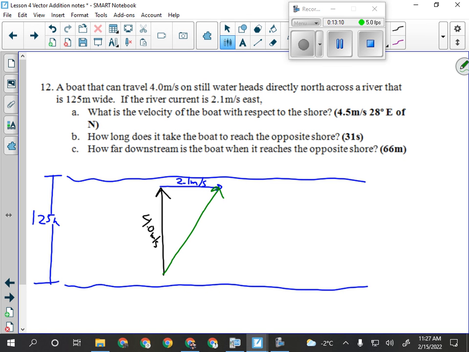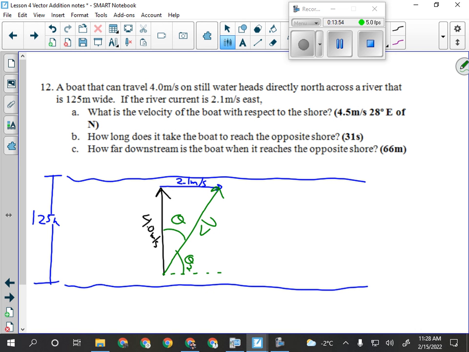In other words, if I had a drone flying over top of this, what it would see is the green line. It would see a boat moving diagonally across the river, even though that is the product of, or the sum of actually, a person rowing at 4 meters per second and a river flowing at 2.1 meters per second. So the green line is our resultant velocity. Okay? So it says, what is the velocity of the boat with respect to the shore? Is this angle measured from the shore? It is not. That angle is with respect to the shore.